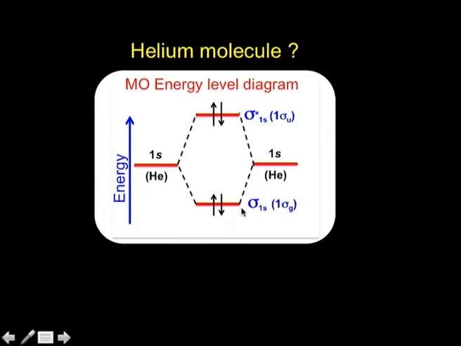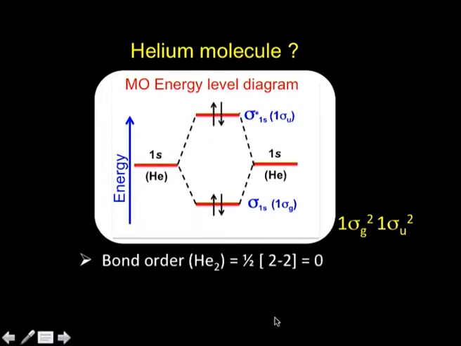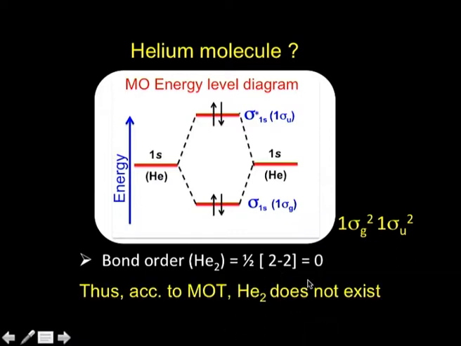When you take the 4 electrons and fill them into these molecular orbitals, the configuration comes out to be (sigma 1s g)^2 (sigma 1s u)^2, that is, 2 electrons in the bonding molecular orbital and 2 electrons in the anti-bonding. If you compute the bond order, it comes out to be 0, and that means according to molecular orbital theory, the He2 molecule does not exist, and we all know that it does not exist. Okay. Let us move further.